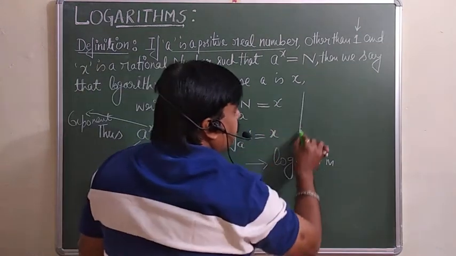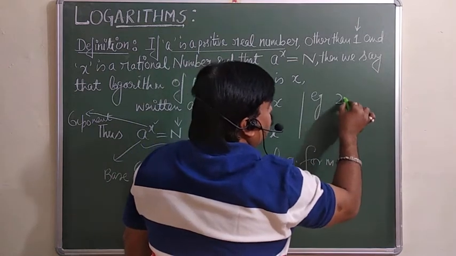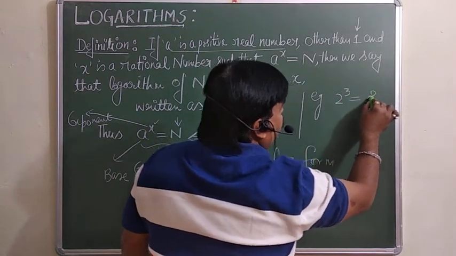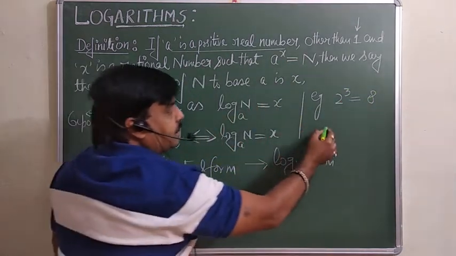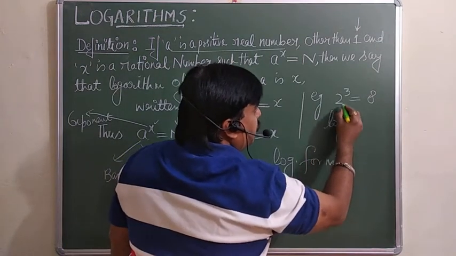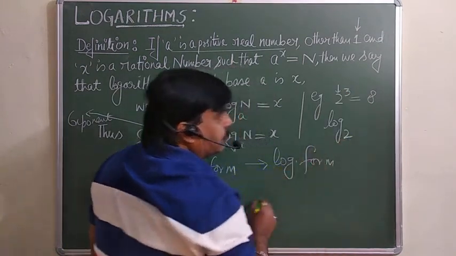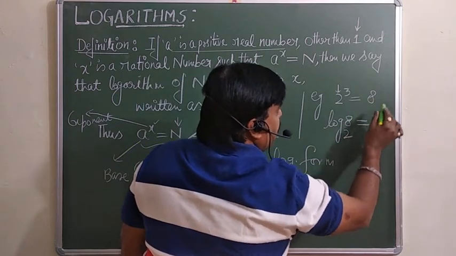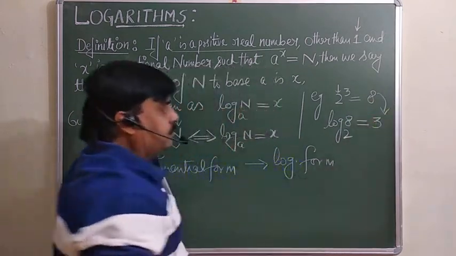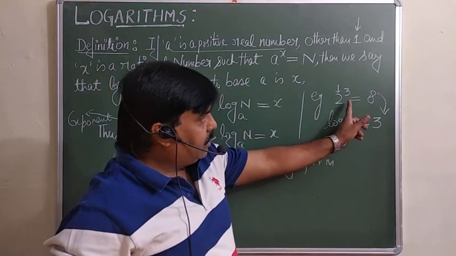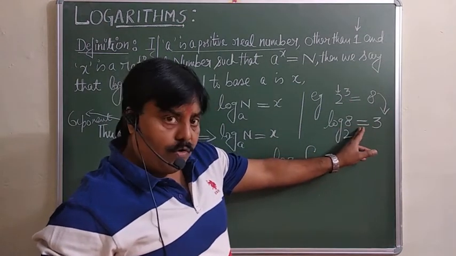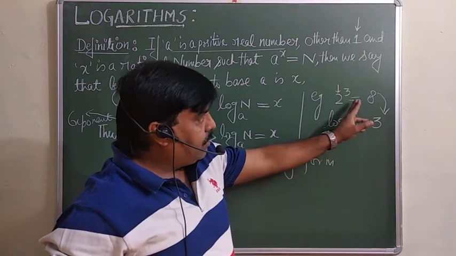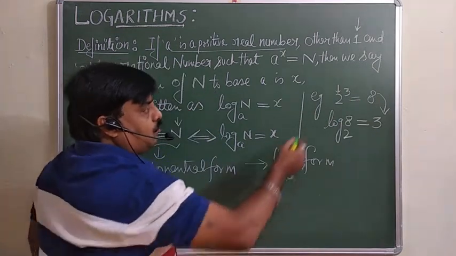For instance, suppose 2 raised to power 3 is equal to 8. This is your exponential form. To write it in logarithm form: log, this is your base, 2 will be here, this 8 will be here, is equal to this exponent, 3. So any exponential form can be written in the logarithm form, and if the logarithm form is given, that can be written in the exponential form.